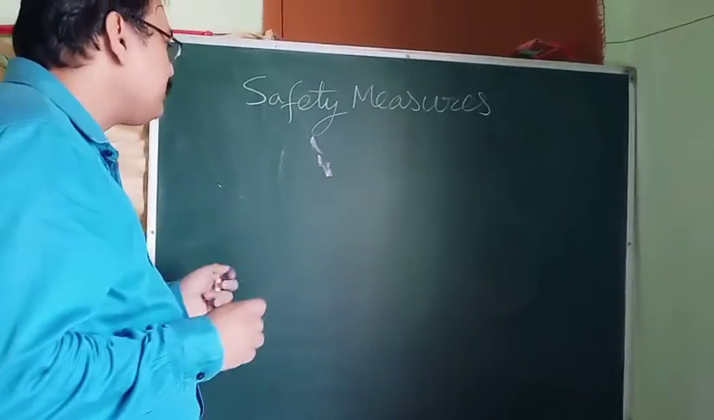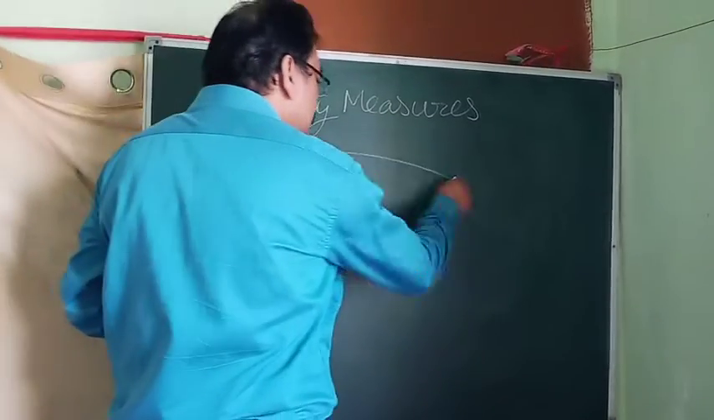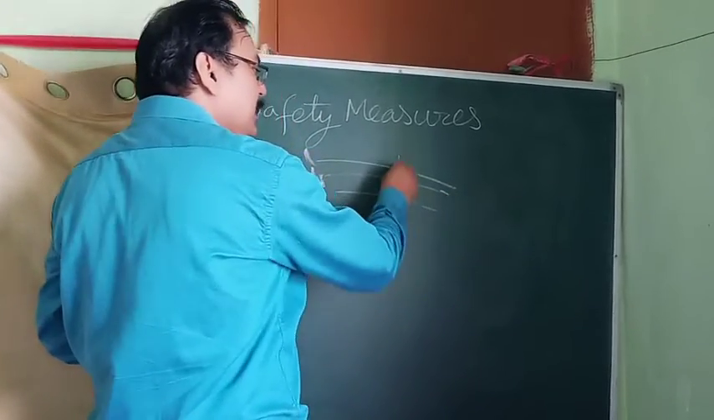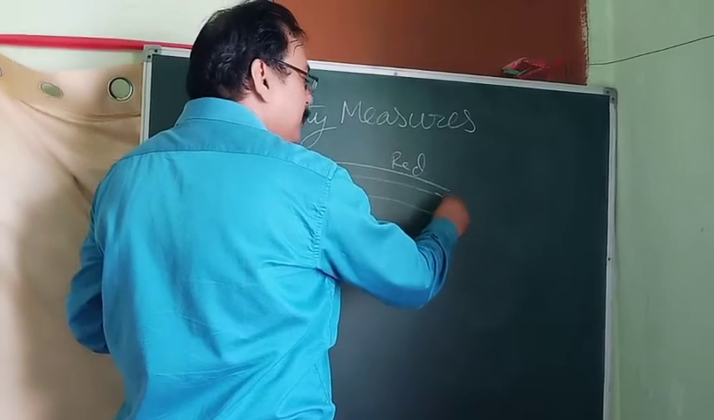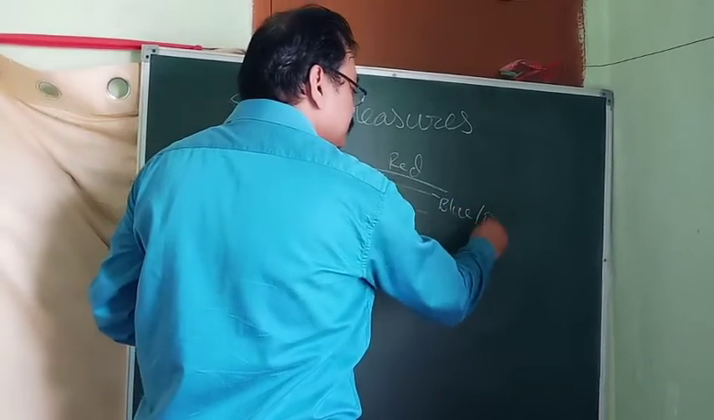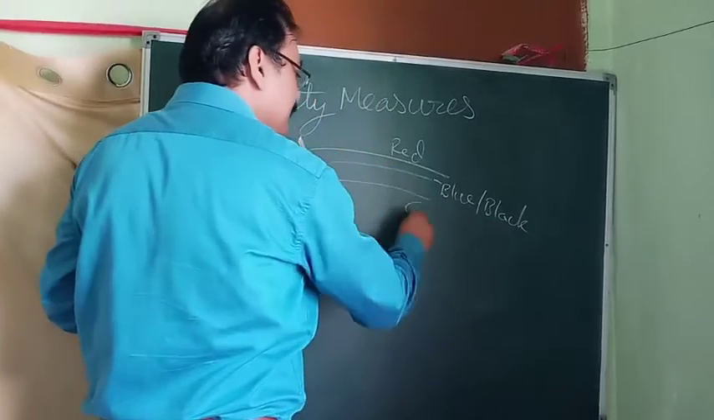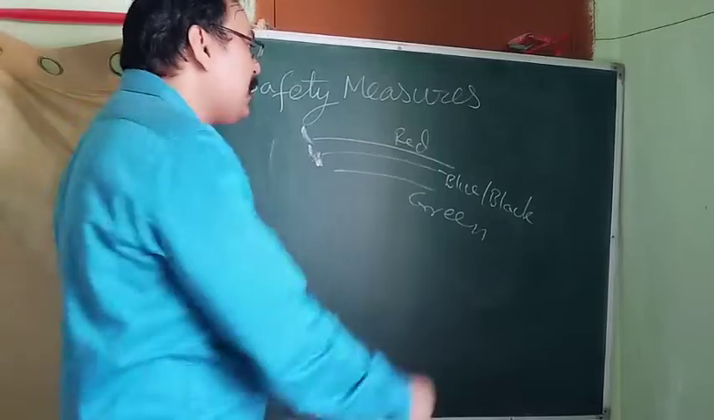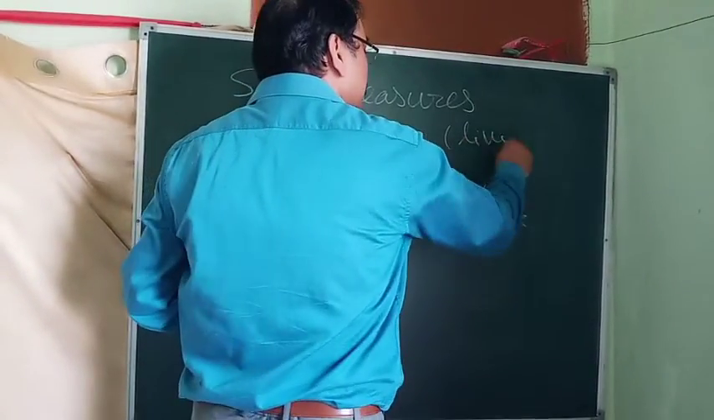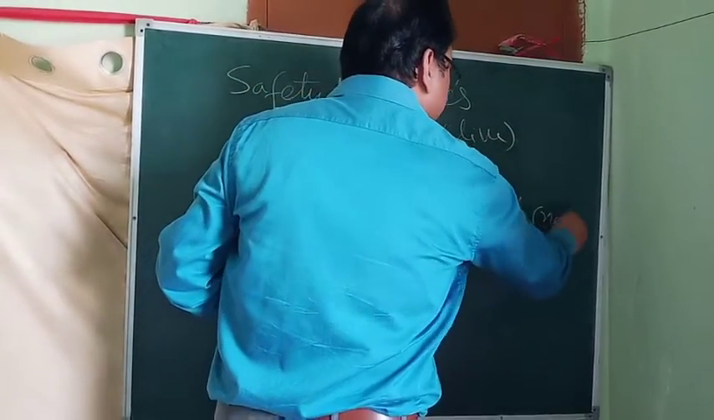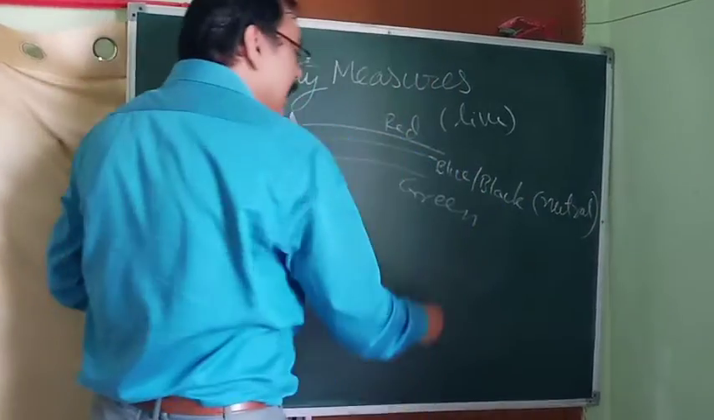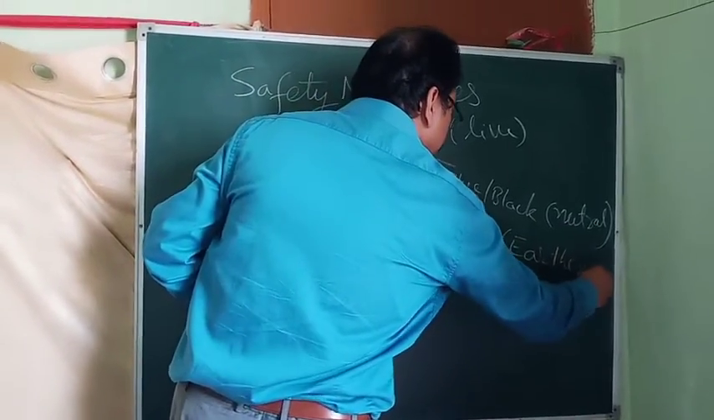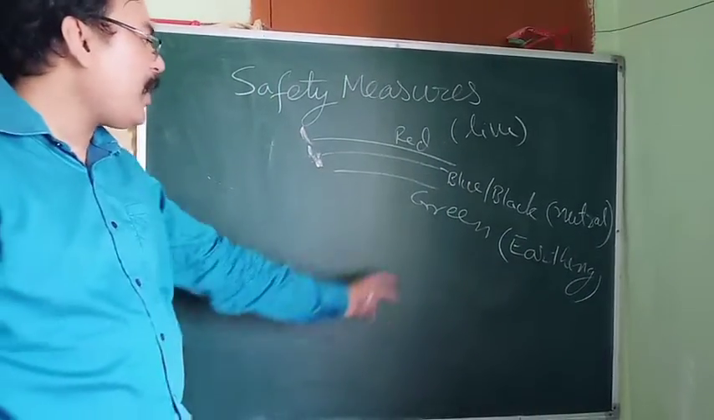First safety measure I will talk about: whenever these wires are running to a board, you will find 3 wires: a red, a blue or black, and a green. This red one is called the live wire. This is the neutral. And this is called earthing. Now what is the use of this earthing?